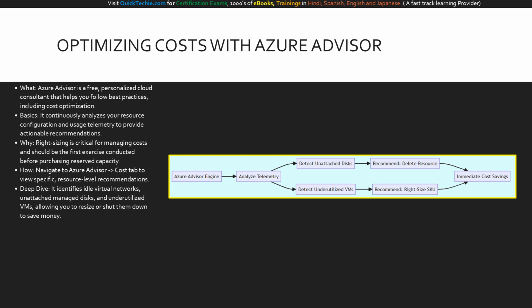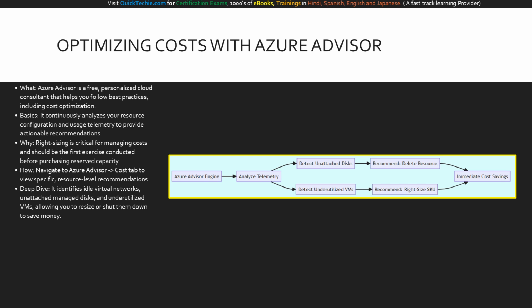How do you use it? Simply open Advisor and click the Cost tab. For a deep dive, Advisor specifically hunts down waste. It will flag unattached managed disks that you are paying for but not using, and it will identify underutilized virtual machines, recommending that you either resize them to a smaller SKU or shut them down entirely to realize immediate monthly savings. This flow shows the Azure Advisor engine at work.